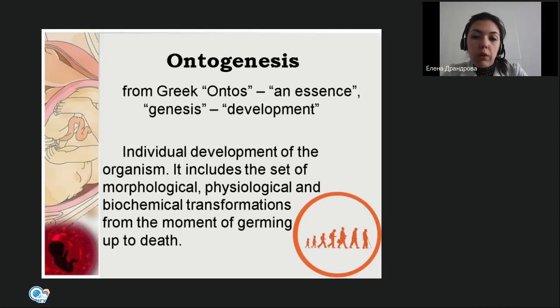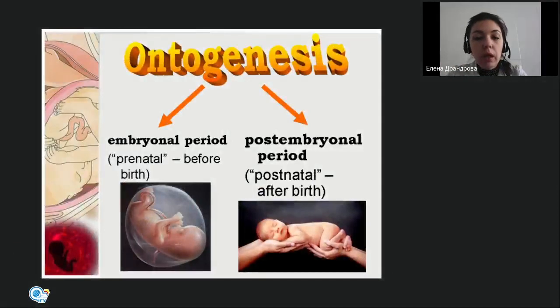So it is a Greek term: ontos means essence, and genesis means development. So ontogenesis is the individual development of the organism. It includes the set of morphological, physiological, and biochemical transformations from the moment of origin to death. So from the formation of a new organism, of a new cell, up to the death of the whole organism.